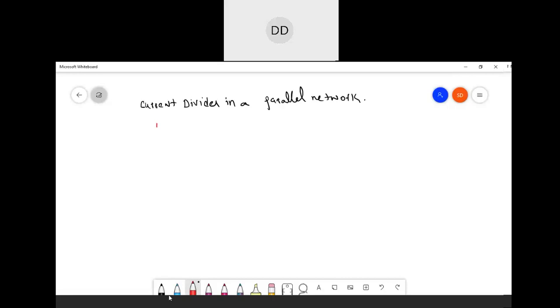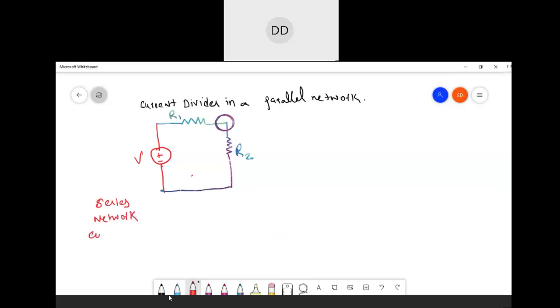Suppose we have a network like this. Instead of the tank, I have a voltage source, plus minus V, and instead of the other tank holders, I connect a resistor over here. This resistor is R1. Now, if I draw it like this, it is not in parallel. You see, R1 and R2, this is only a simple node. So in this network the current division is not possible. This network is a series network. In a series network your current remains the same, but voltage divides.